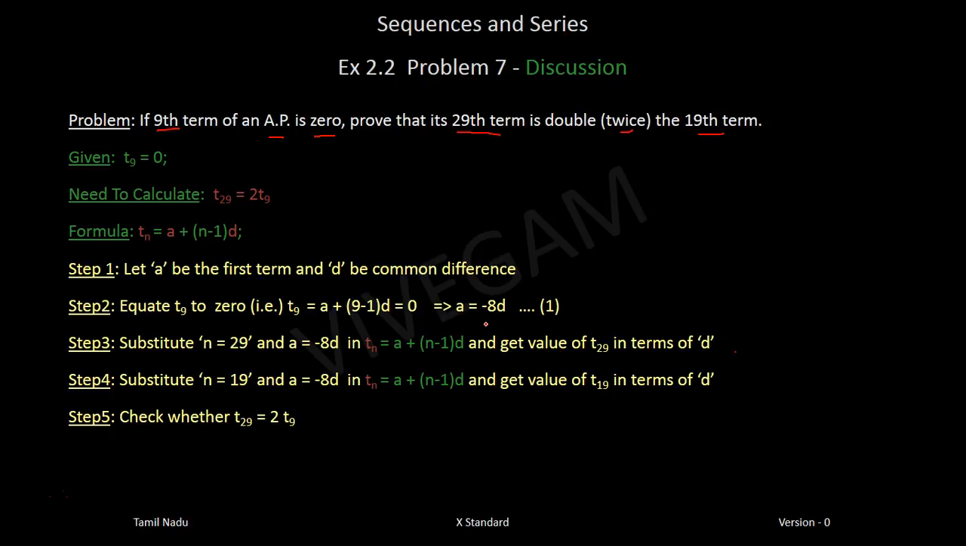Once we know a equal to minus 8d, calculate T29 using the same formula. But what you have to do is, in the place of a, substitute minus 8d. Then T29 will become everything in terms of d. Similarly, do it for T19. Then you will check whether T29 equals 2 times T19. See whether you can do this problem. If you can't, it's fine. Let's see the solution, then things will become a little clear.